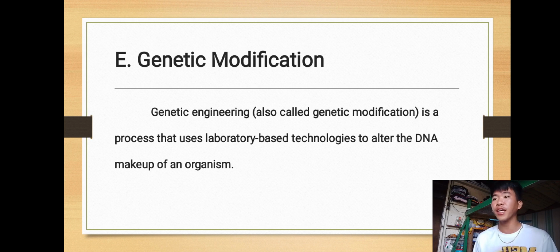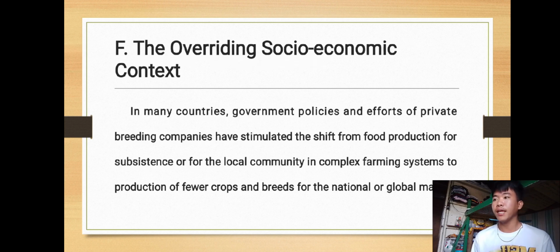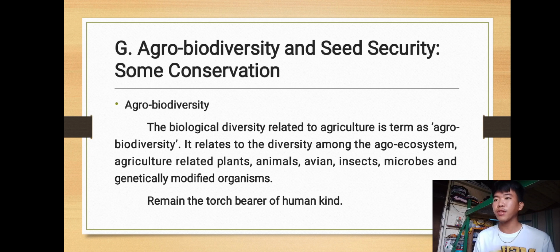Next is the overriding socio-economic context. In many countries, government policies and efforts of private breeding companies have stimulated the shift from food production for the subsistence of local communities in a complex farming system to production of fewer crops and breeds for the national or global market. And last, agrobiodiversity and seed security.